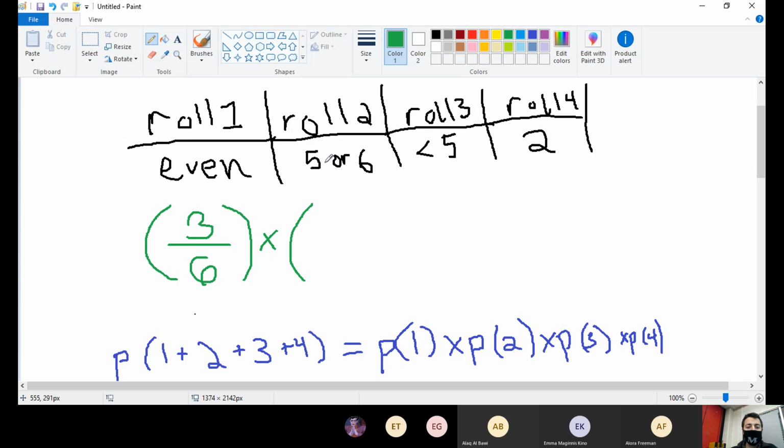On the second roll, there's 2 different ways that I can roll a 5 or a 6. Either I roll a 5 or I roll a 6. So there's 2 ways out of 6 possible in which I can roll a 5 or a 6.